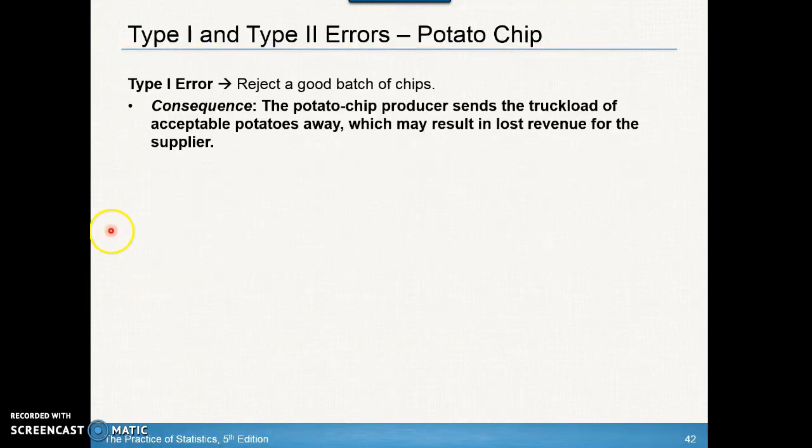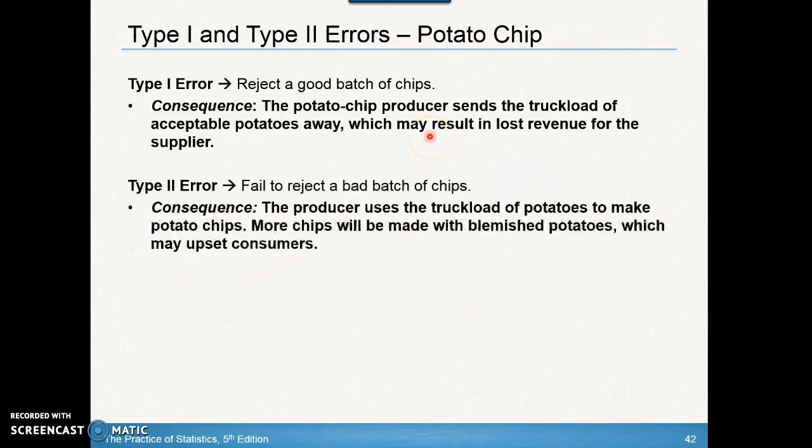All right, so a type 1 error is, remember, we're getting rid of the null. But it's actually true. So we get rid of the null, so we say, oh, it had more than 8% blemishes, we're getting rid of that truckload. So basically we're rejecting a good batch of potatoes. So what is the consequence in that? The potato chip producer sends a truckload of acceptable potatoes away and they could lose revenue. Okay, that's the consequence. Make sure you include that.